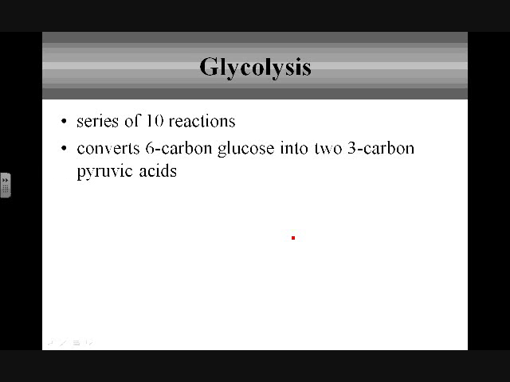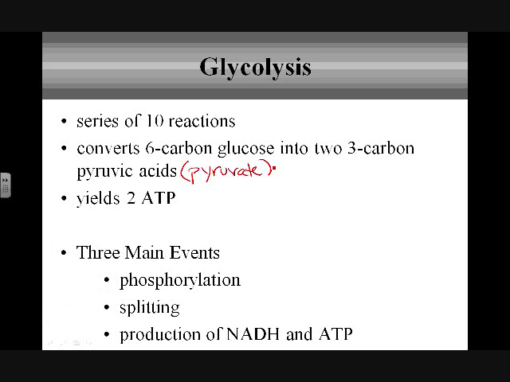And essentially what happens is that one 6-carbon molecule is split in half into 2 3-carbon molecules. And that 6-carbon is called glucose, and the 2 3-carbon molecules are pyruvic acid, or as you guys previously learned them as pyruvate. Glycolysis is actually going to produce an overall gain of 2 ATP, and there are 3 main events that occur in glycolysis: phosphorylation, the splitting, and production of the NADH and ATP. So we're going to talk a little bit about each of those.